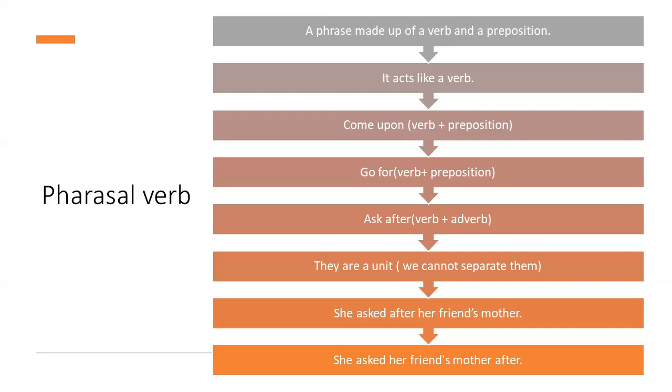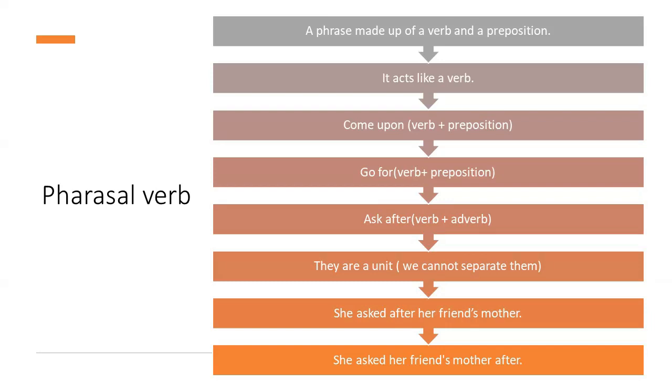We cannot separate them. Look at the sentences. Two sentences are given here. One is correct and the other is incorrect. She asked after her friend's mother. Asked after, they are used together. They are a unit, ask after. This is a unit. We cannot separate it.